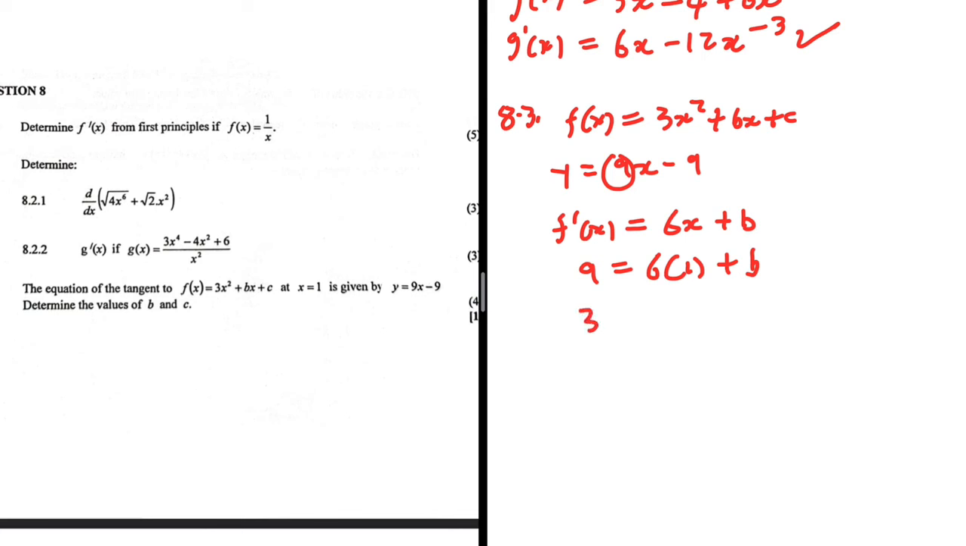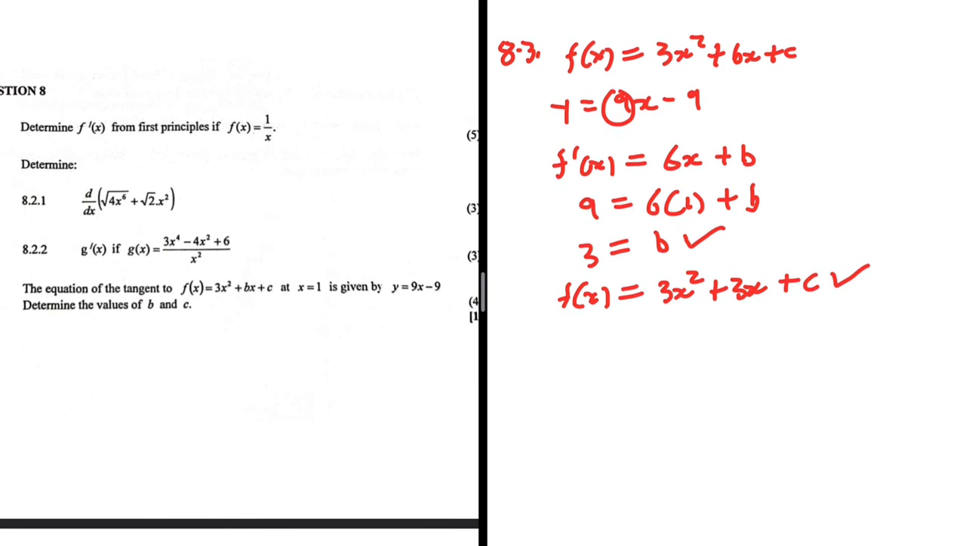So 9 minus 6 is 3. So b is equal to 3. There we go, we have the value of b. So f of x is equal to 3x squared plus bx, b is 3, so plus 3x plus c, right? And then what can we do? We can substitute the point where x equals 1. First of all, y is equal to 9, and in place of x we have 1. We want the coordinate at that point, because to find b we used the gradient at that point. So we can find the coordinate and use it to find c.